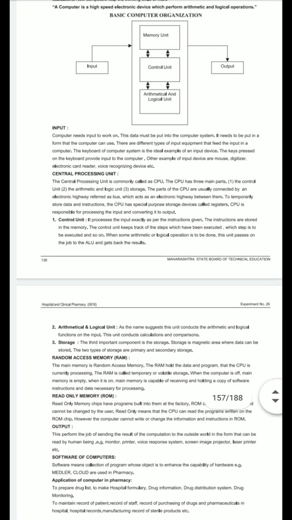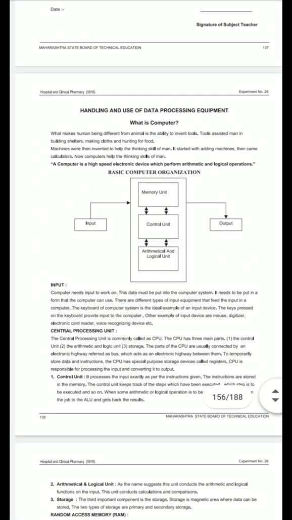Today I will start experiment number 27. The experiment is to study the use of computers in hospital for registration of patients in OPD or IPD, outpatient and inpatient, case history and preoperative checklist. Firstly, see the theory part of this experiment.